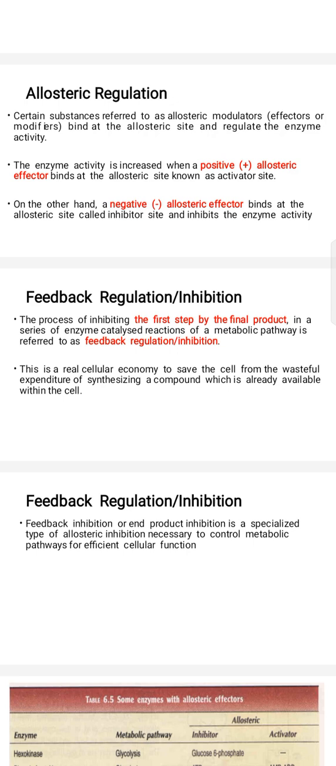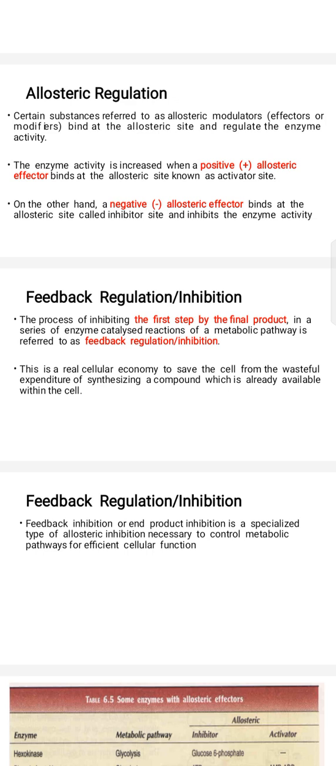So we learned previously that allosteric enzymes are enzymes that have additional sites apart from the active site. In allosteric regulation, we have substances called allosteric modulators. You can search for examples of allosteric modulators. These allosteric modulators bind at the allosteric site. This is how allosteric regulation is occurring. The allosteric modulators or effectors bind at the allosteric sites, then they regulate what? The enzyme activity.